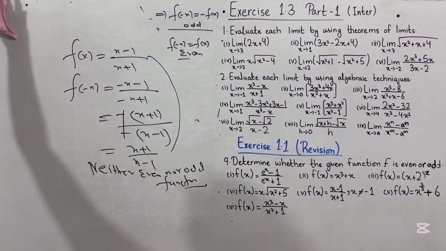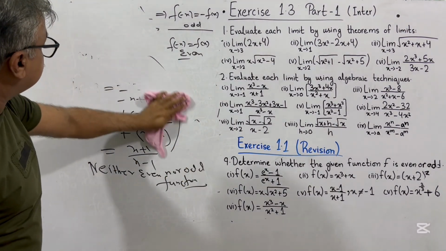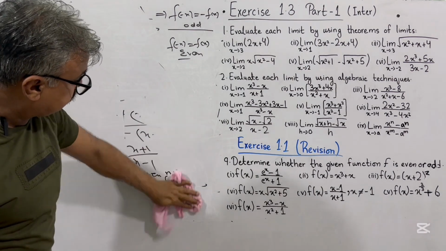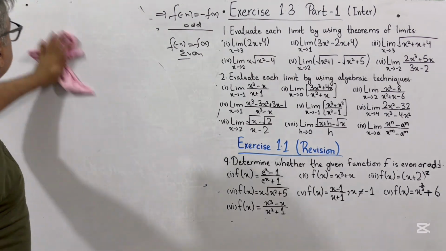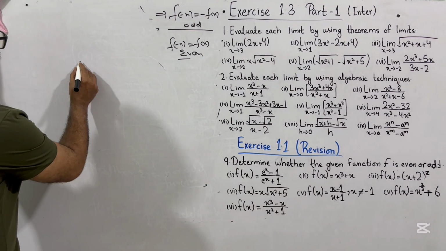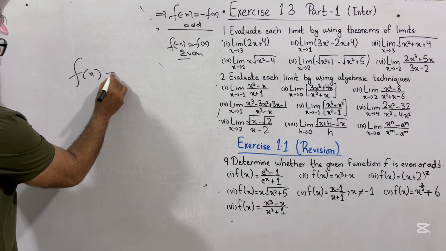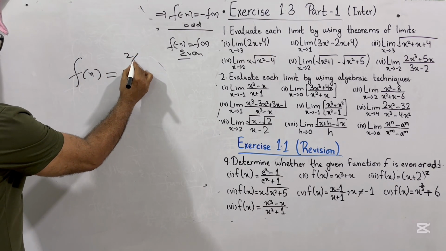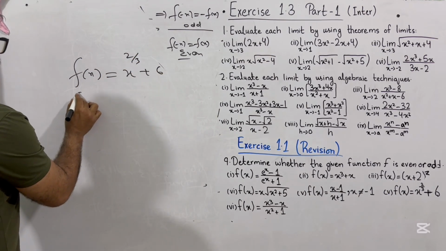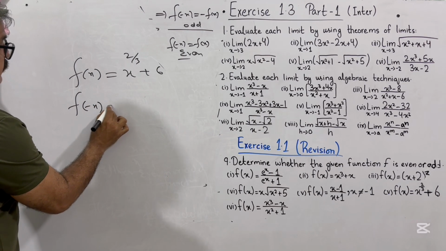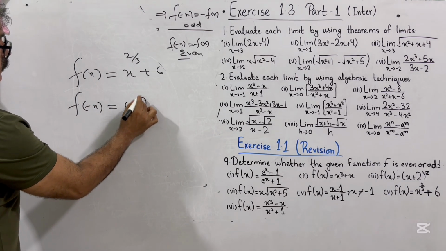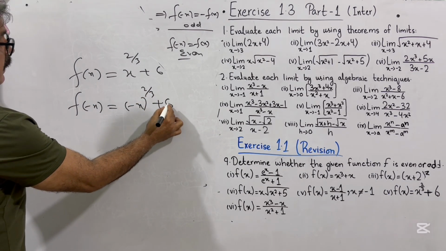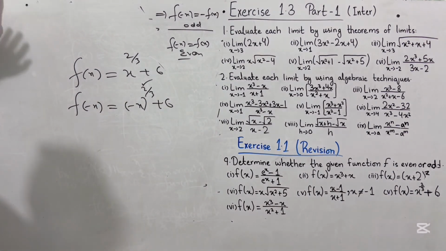It's a good question having fraction power. How to decide whether a function having a fraction in the power is even or odd? f of x is x raised to 2 over 3 plus 6. Replace x by minus x, raised to 2 over 3. Our decisive factor is the numerator.